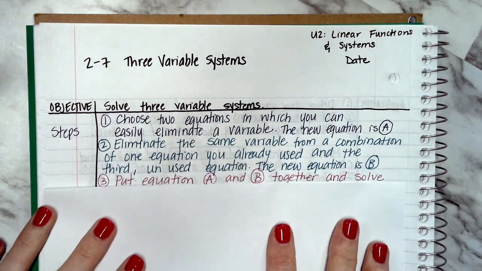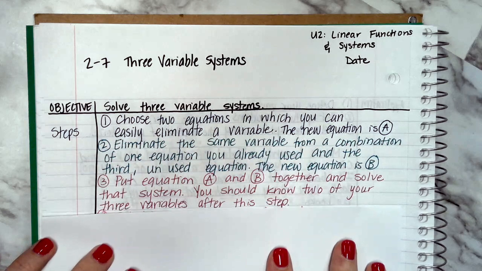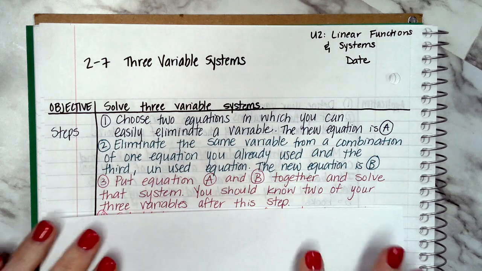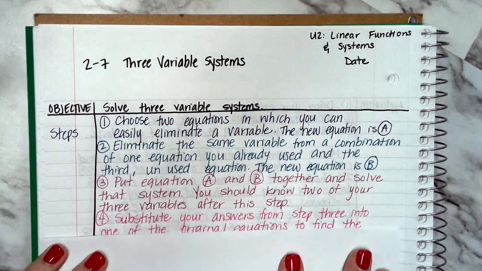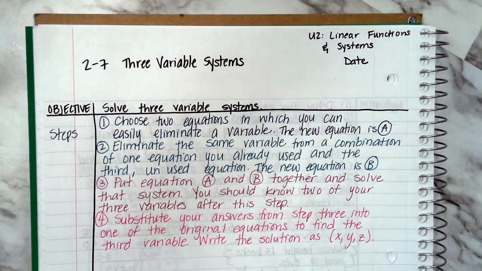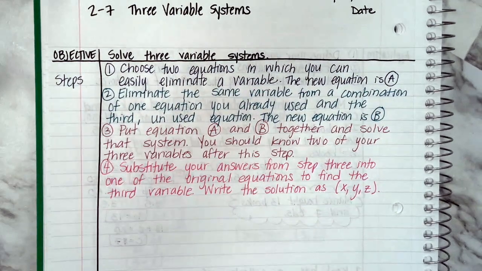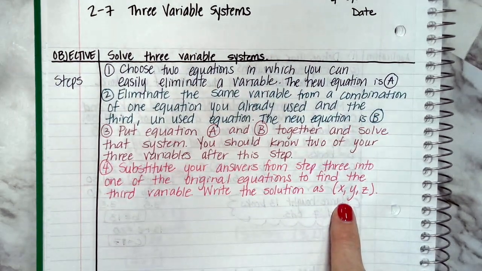Third, you're going to put equation A and B together like you're creating a new system of equations and solve that system. Once you're done solving that, you're going to have 2 of your 3 variables. Once you have 2 of your 3 variables, you can move on to step 4, which is to substitute your answers from step 3 into one of the original equations. You get to pick any of the 3. That is going to help you find your third variable. And when we write our solution, we write it as x, y, z.